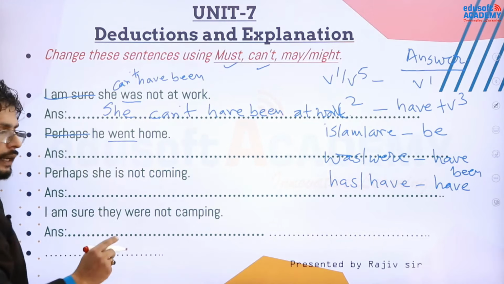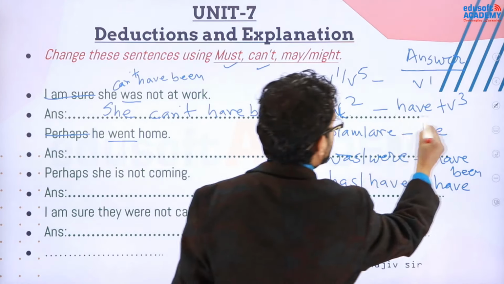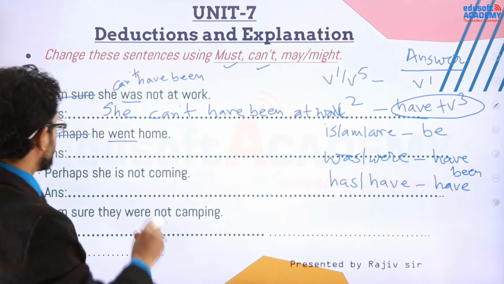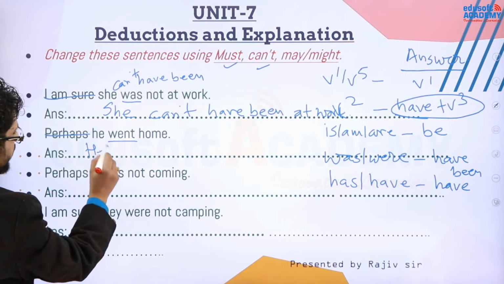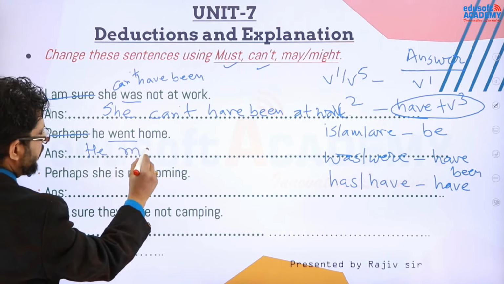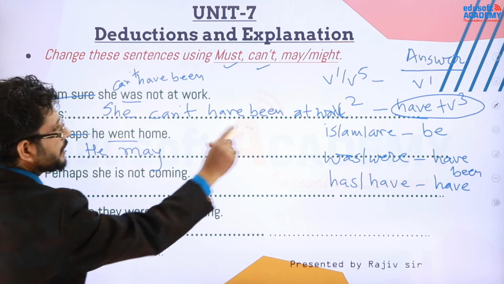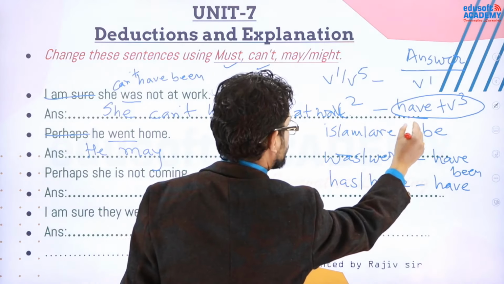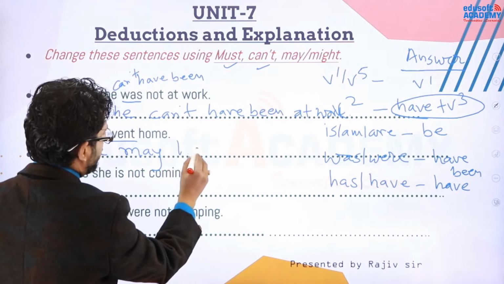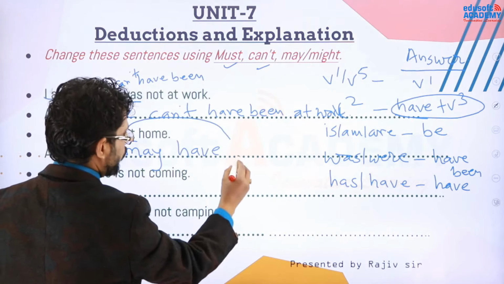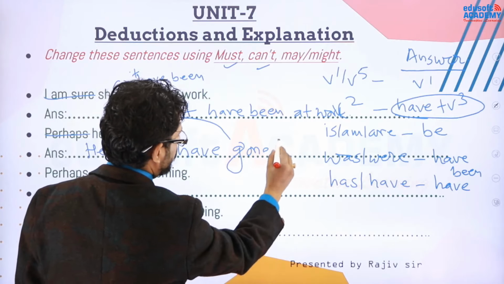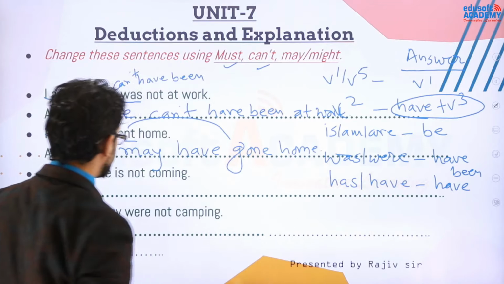This is verb 2 again. Verb 2 means have plus verb 3. This is a positive sentence. So what do we write? He, as there is the perhaps, so we write here may. He may, when verb 2 changes into have plus verb 3. What is the verb 3 of went? That is gone. He may have gone home. Very interesting.